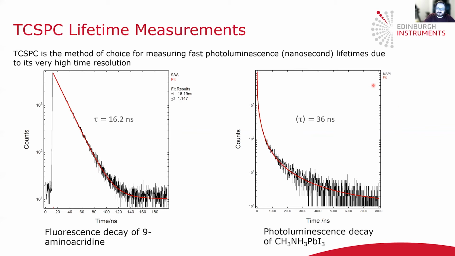The TCSPC technique can also be used to measure photoluminescence decays from semiconductor samples, such as perovskites. So here you can see that the photoluminescence decay of the perovskite has a very non-exponential behavior, and it was fit with a stretched exponential model, which returned an average lifetime of 36 nanoseconds. And TCSPC is ideal for characterizing both of these materials.